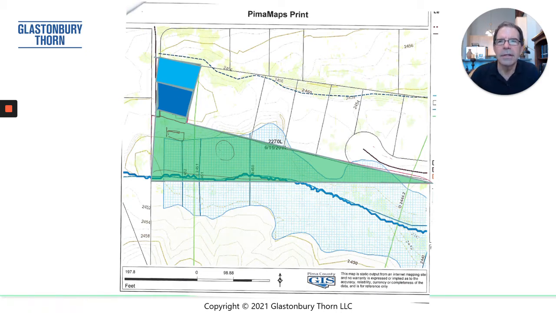So I bought the property for $200,000. These two lots will sell each for between $50,000 and $80,000. Let's call it $55,000 each. So I'll get about, conservatively, half of my investment back just by creating these two lots and then selling them. And then I get to work on this triangular portion.